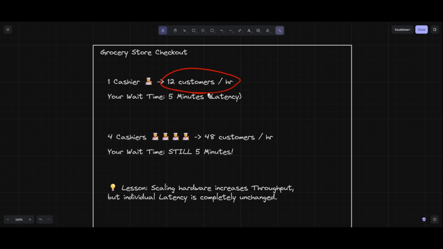Now, let's say the store manager is like, this is unacceptable. Our throughput is too low. We need to process more customers. What do? Well, the easiest thing, and this is basically what we do in system design, right? We just throw hardware at it. The manager just opens up like 3 more checkout lanes, right? So now we have 4 cashiers working in parallel.